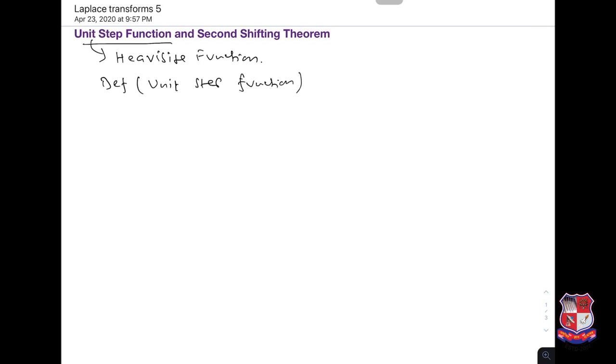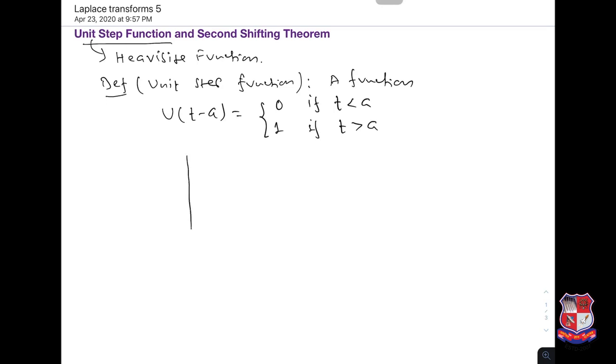So it is defined like this: a function u of, say, t minus a is equal to 0 if t less than a and 1 if t greater than a. So this is the definition of unit step function. See, if we draw the graph, it's like this.